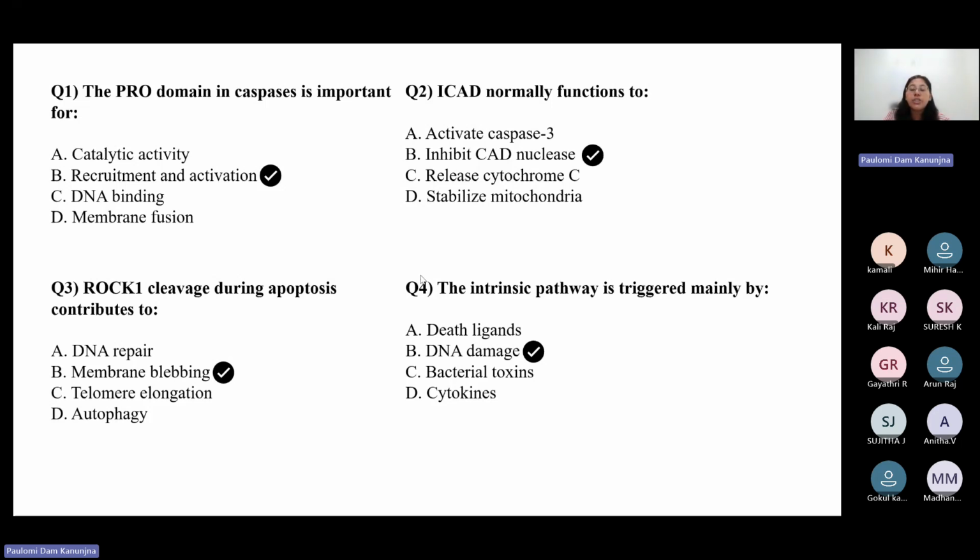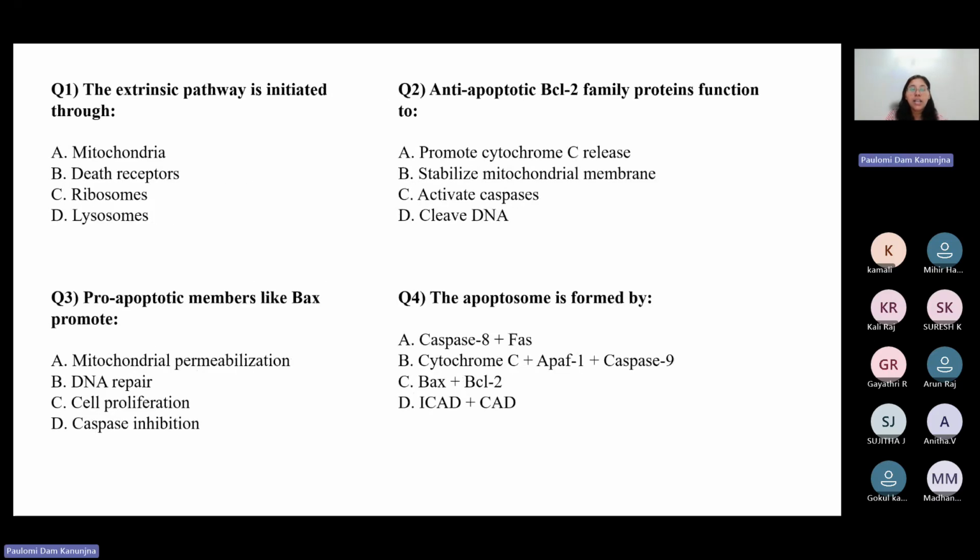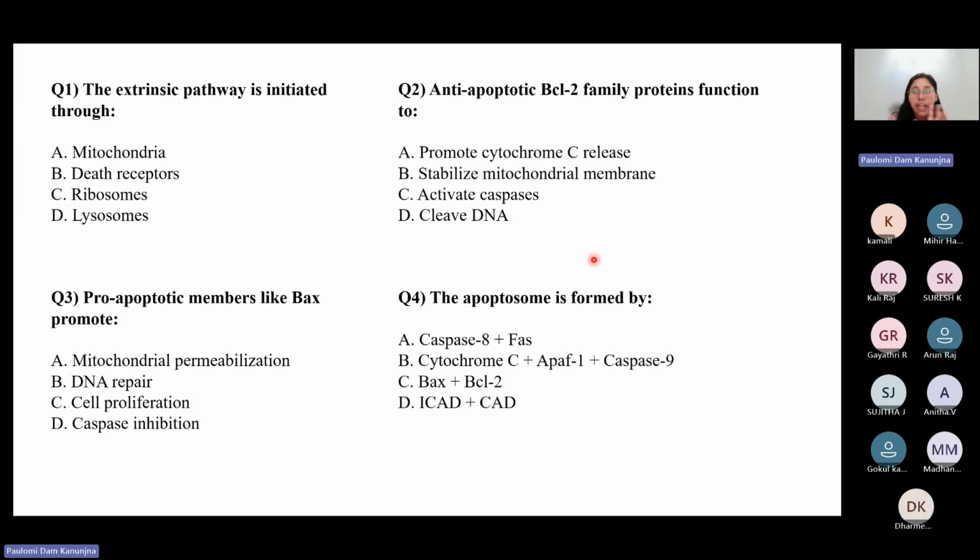And the last one: the intrinsic pathway is triggered by, as we have already discussed, internal damage, and the internal damage out of these options was DNA damage. The next one is about how the intrinsic pathway is initiated, which is again very easy. Now, again, the anti-apoptotic BCL2 family. You need to remember anti-apoptotic and pro-apoptotic, so I thought I'll put a question on that. And the last one is the apoptosome, which forms in your intrinsic pathway when cytochrome C is released from the mitochondria. Which components lead up to the formation of the apoptosome?